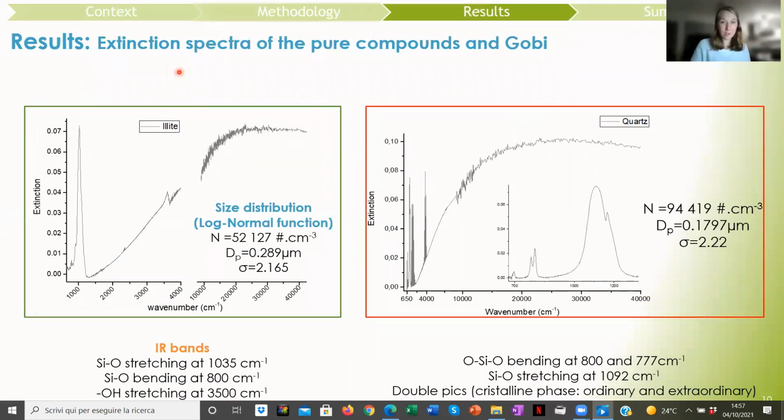First I will present the extinction spectra of the pure compounds and Gobi. Here you have the extinction spectra, and here the size distribution measured with the parameters. Here the infrared, the UV. In the infrared you can see the main absorption band, corresponding to silicon oxide stretching and bending. And here you can see the diffusion slope. We have the same for quartz, but here it's different. We have a double peak. It's because quartz is a crystalline compound, a non-clay material, and in that case the ordinary and extraordinary rays overlap, so that's why we see these double band structures.